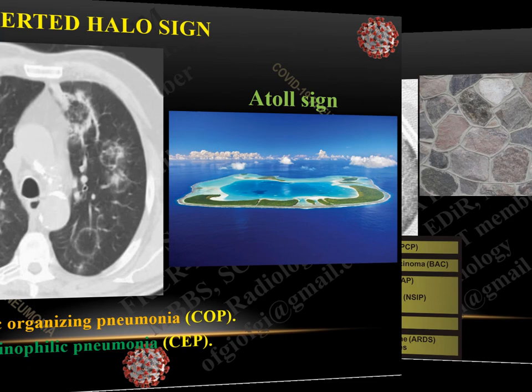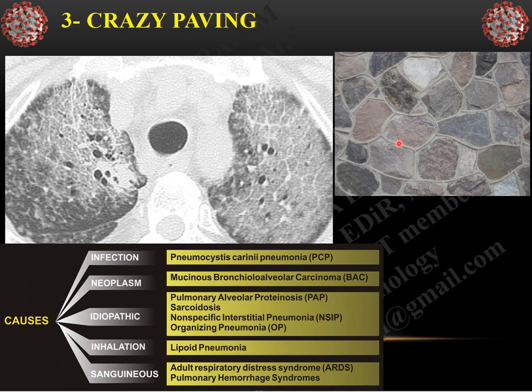The third sign is the crazy paving sign. It is represented by the presence of ground glass opacity superimposed by interlobular septal thickening, as we see here and there. It appeared here in both upper lobes, and we have a lot of differential diagnoses. The most common infectious differential diagnosis is pneumocystis jirovecii pneumonia, and the neoplastic cause is mucinous bronchoalveolar cell carcinoma. And the most common form of crazy paving disease is pulmonary alveolar proteinosis, and a lot of other diagnoses, as we see.